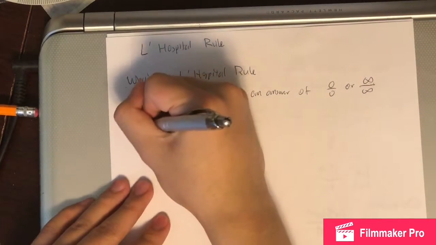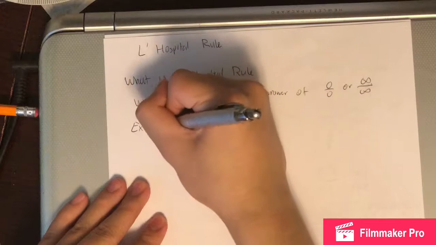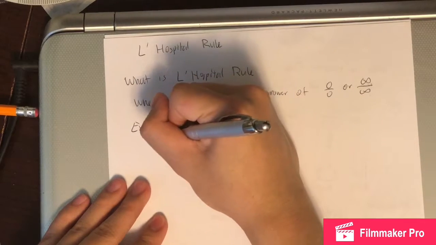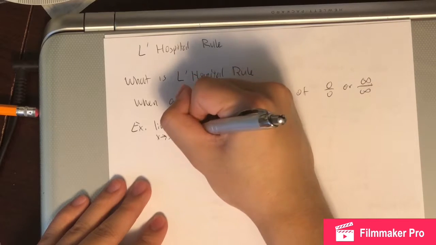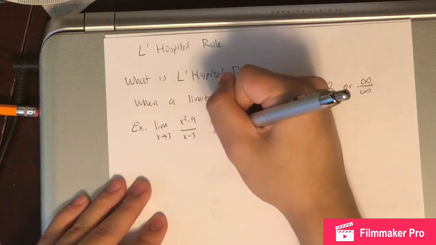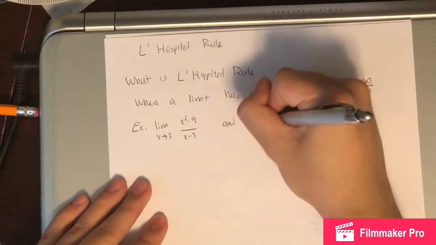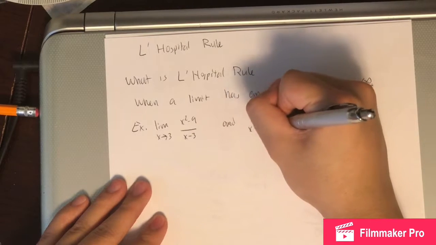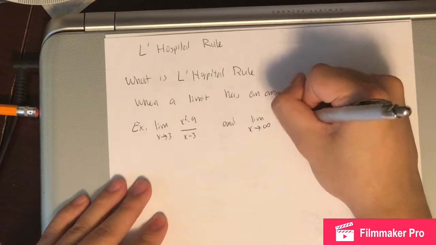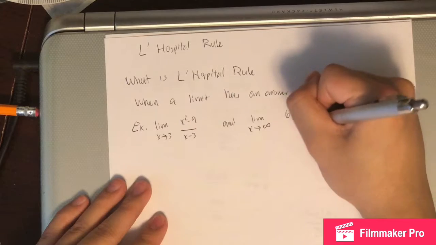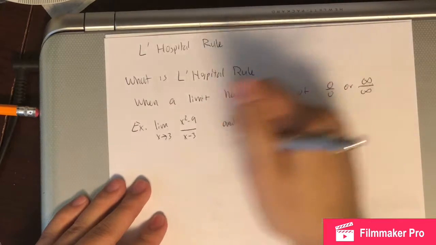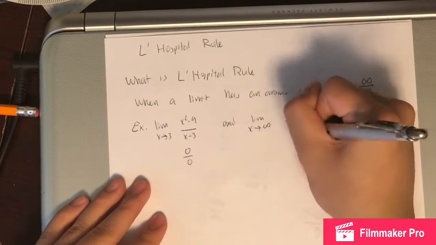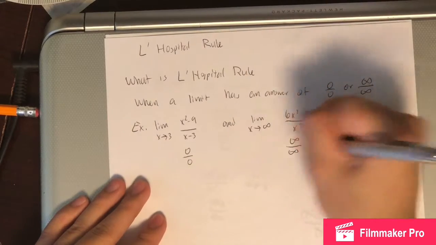For example, the limit of x to 3 of x squared minus 9 over x minus 3, and the limit of x to infinity of 6x squared minus 2x over x squared plus 1. This one will give us 0 over 0, and this one will give us infinity over infinity.